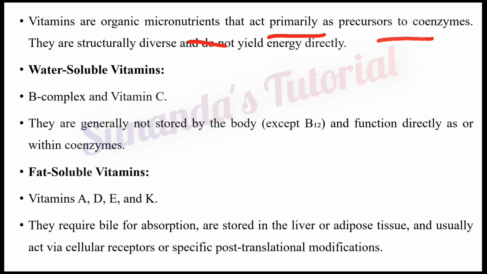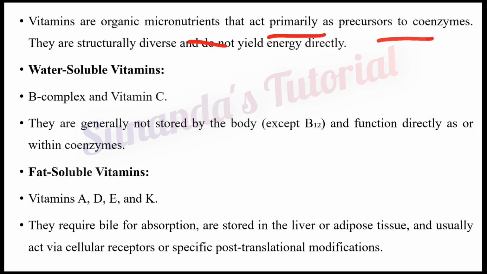At first, what are micronutrients? Micronutrients are also essential for our body but required in a very small amount. And what are coenzymes? These are small non-protein organic molecules that bind to an enzyme to help it catalyze chemical reactions. Now, vitamins are structurally diverse. There are different kinds of vitamins with different chemical structures and functions, and they do not yield energy directly. We can't directly obtain energy from any vitamin.